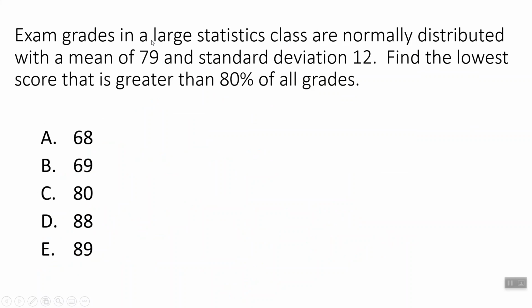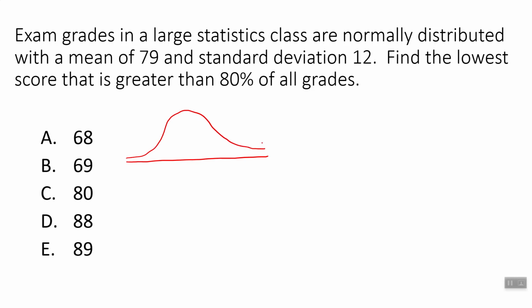Exam grades in a large statistics class are normally distributed. We need that to do these sort of problems; it's got to say that. With a mean of 79 and a standard deviation of 12, find the lowest score that is greater than 80% of all grades. Again, I always like to draw a picture first because that helps me figure out where things are and what's going on here.